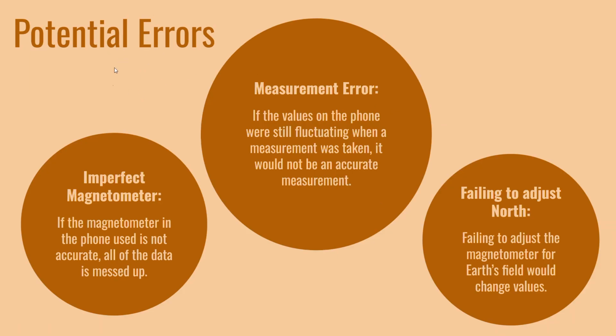For some potential errors, well, these two right here are magnetometer errors. They're possible if it's a failed instrument or it's not adjusted right. That can cause issues. And then obviously measurement error. If we don't measure perfectly while using it, that can cause errors as well.